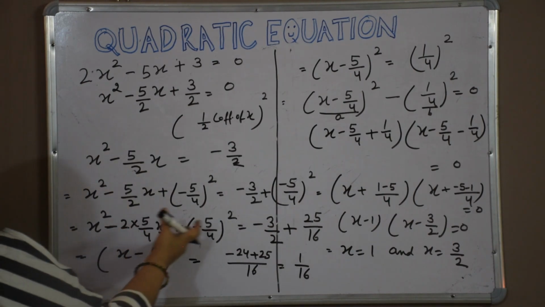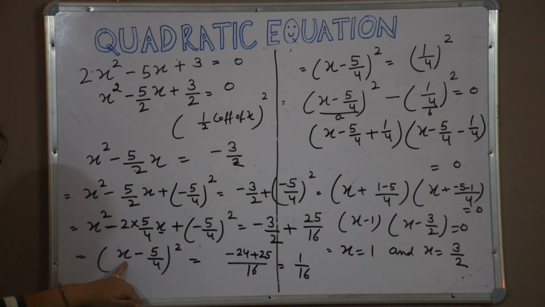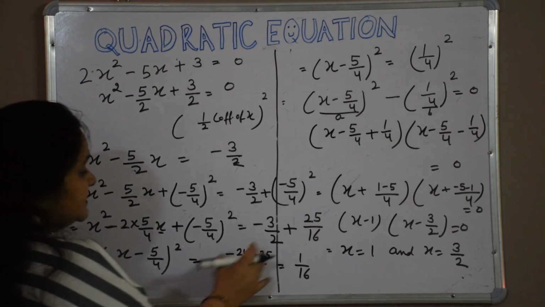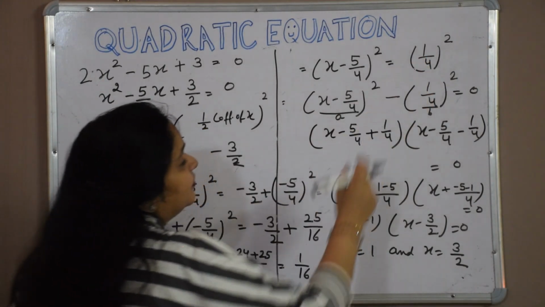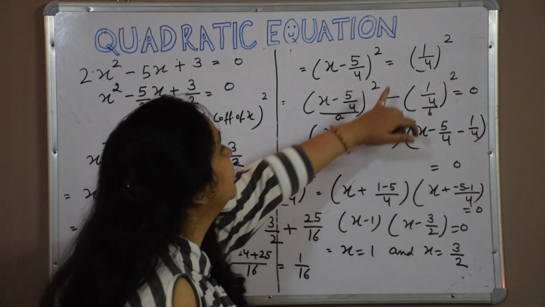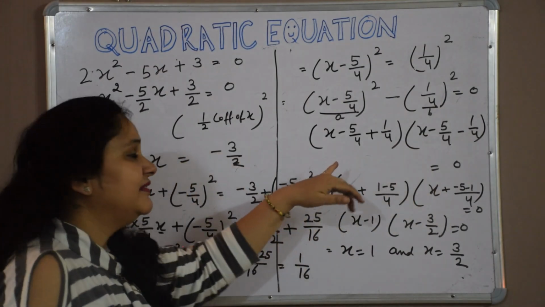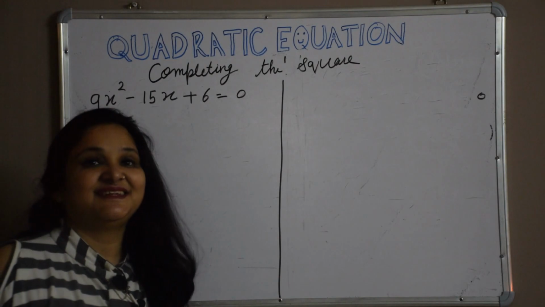Now just simplify this, and we are completing the square, and we get x minus 5 by 4 whole square, because it becomes a square minus 2ab plus b square. Simplifying this, we are getting this also in the form of 1 by 4 whole square. It becomes a square minus b square. Again we will apply a plus b, a minus b, and equate to 0.